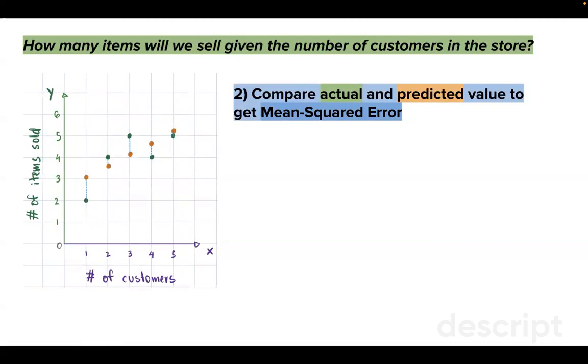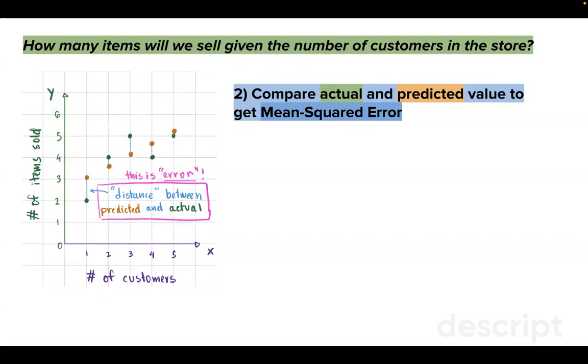What this actually means is that we're looking at the distance between the actual value and the predicted value, and using that to see how close we're able to get to the actual values. In this sense, we're calculating the accuracy of the line of best fit model. This distance is called the error. So how can we actually calculate the mean squared error into a numerical value?